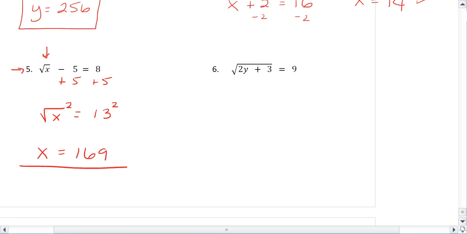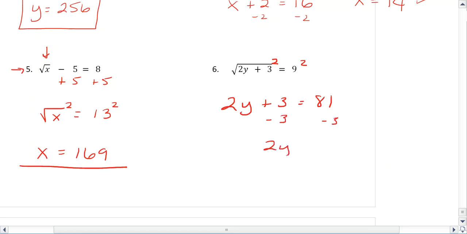All right, now we're moving on to example 6. Isolate the radical is step 1. This radical is isolated. There's nothing in front of it, behind it to get rid of. So we go right ahead and square both sides. I have 2y plus 3 equals 81. And now I need to solve this resulting equation. It's just a simple two-step equation.